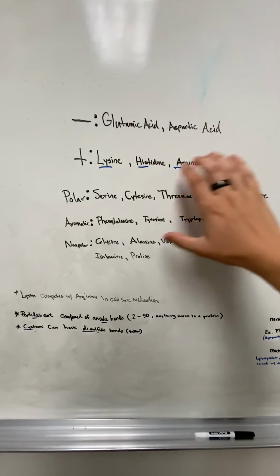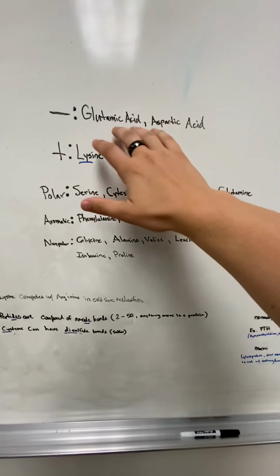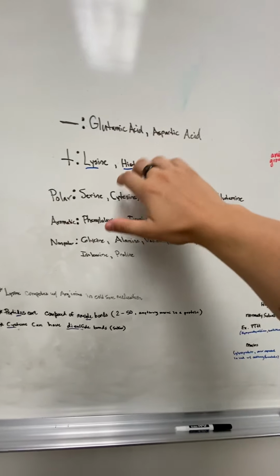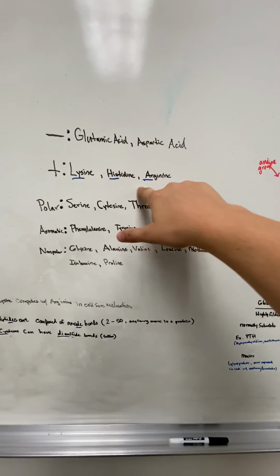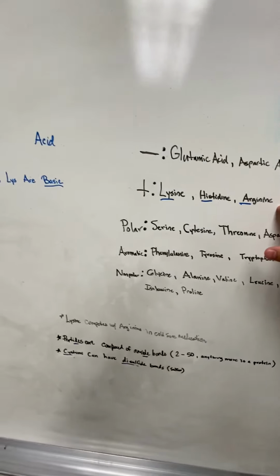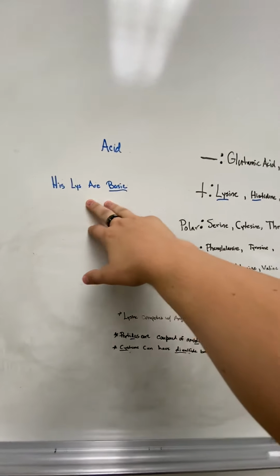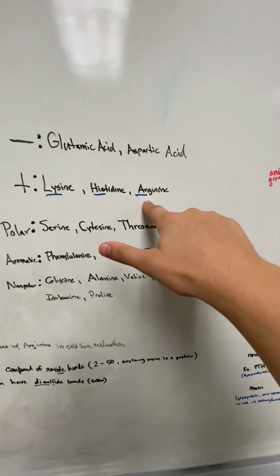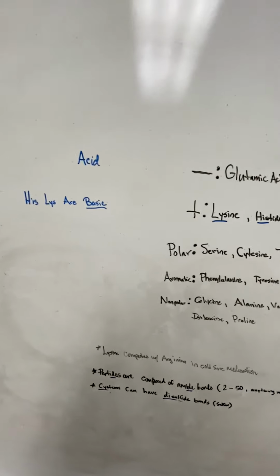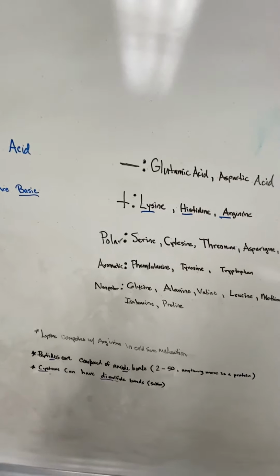Here is the list. Here's negative, and they have acid in the name, so glutamic acid and aspartic acid. Positives are lysine, histidine, and arginine. The way to remember at least these, I haven't made acronyms for the others, is "his lies are basic." So his, lies, are, and then they're just basic. Obviously acid has it in the name.